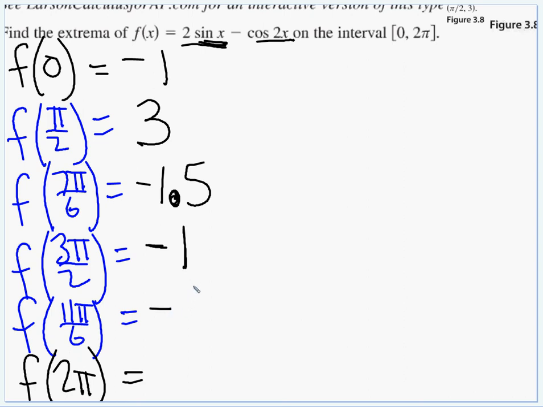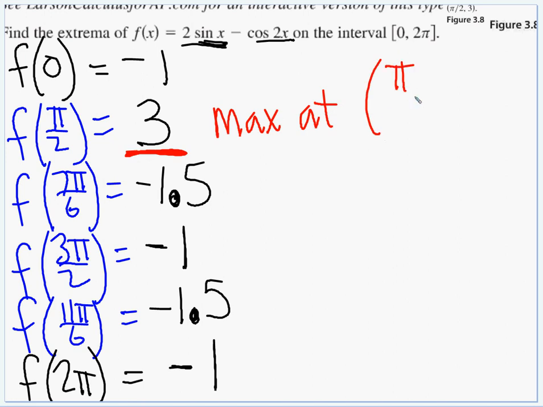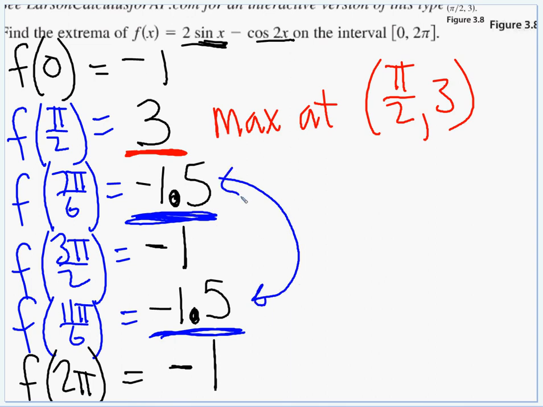So let's look for our highs and our lows. The biggest number is our only positive number. So we have a max at the point half pi comma 3. Now when we go for a min, it looks like we have a tie. -1.5, -1.5. So we do have a tie. We have 2 minimums. The minimums are at 7 pi over 6, comma -3/2, and also at 11 pi over 6, comma -3/2. It's a tie.